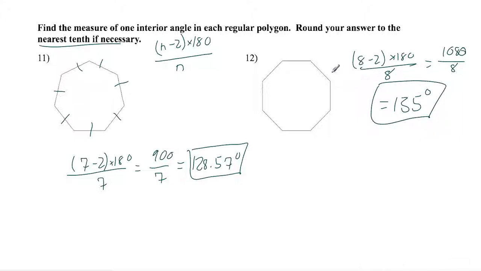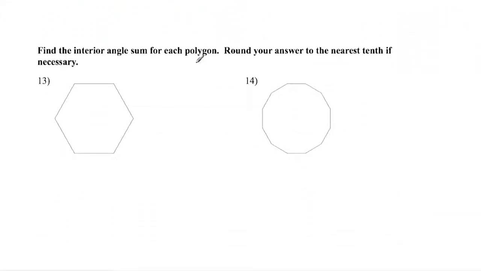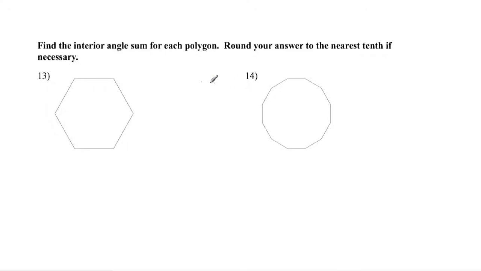135. Each interior angle is 135 degrees. So n minus 2 times 180 is the sum of the interior angles, and divided by how many angles there are to get how much 1 is. Yep, and so actually here, we just want to find the sum, so that's nice.